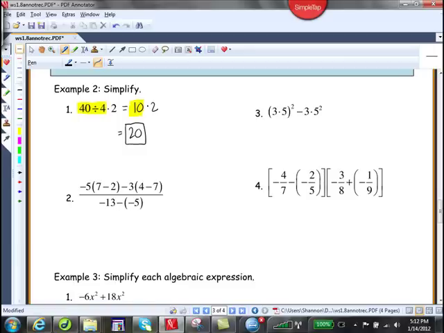Now, a lot of times students try to write in their own parentheses. Remember, don't do that. If they were supposed to have parentheses there, they would have been written there in the first place.